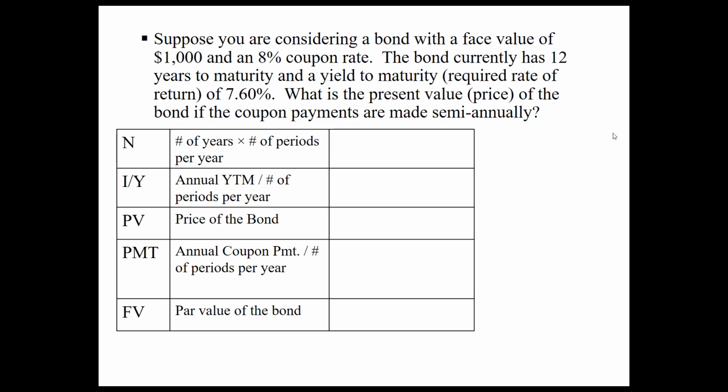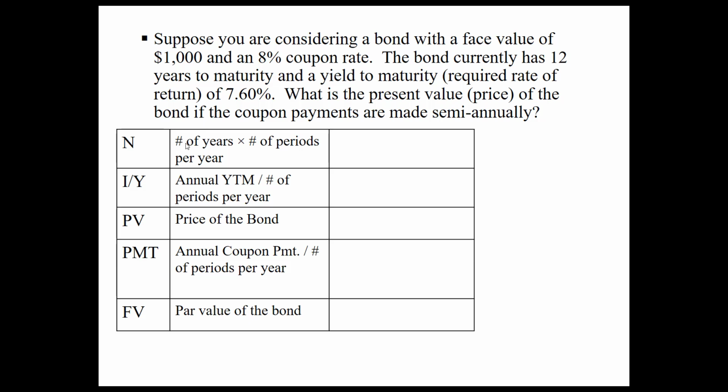This is the same example from before. Suppose you were considering a bond with a face value of $1,000 and an 8% annual coupon rate. The bond currently has 12 years to maturity and a yield to maturity of 7.6%, and we want to determine the price. Our N is going to be the number of years times the number of time periods per year.